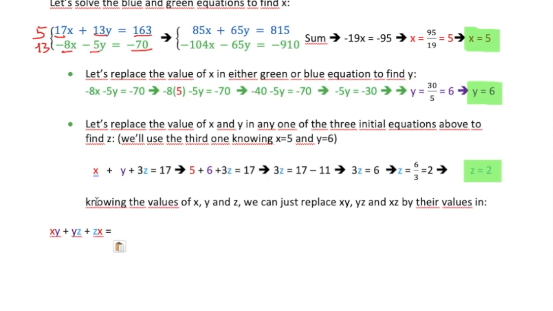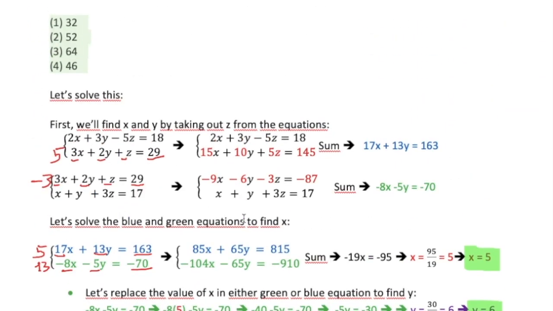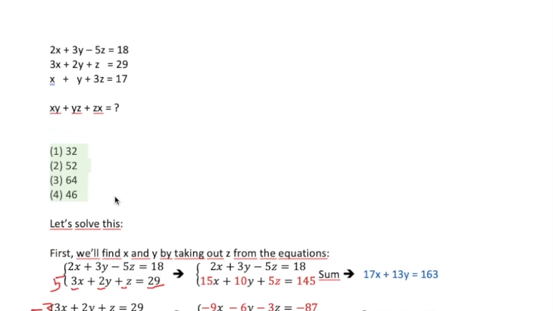Alright, so now that we have the values of x, y, and z, we are going to replace them into this equation of x, y, z respectively. Times 6, we have 30, 6 times 2 is 12, 5 times 2 is 10. We are going to write it right here. So we have 52. Let's try to find out if we have 52 here as an option. Yep, we do, and bingo! The right answer is number 2, 52.